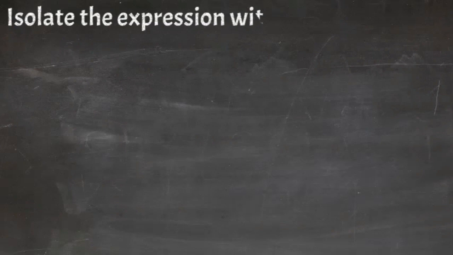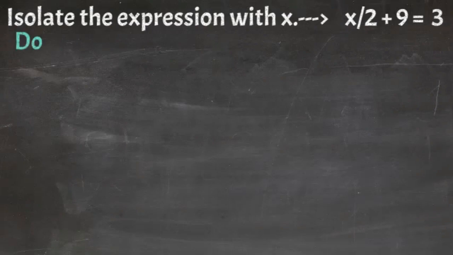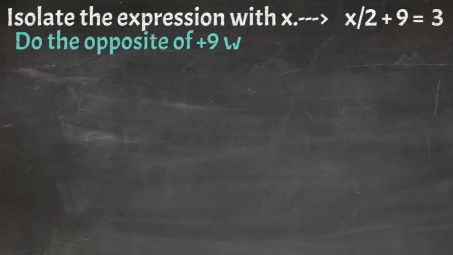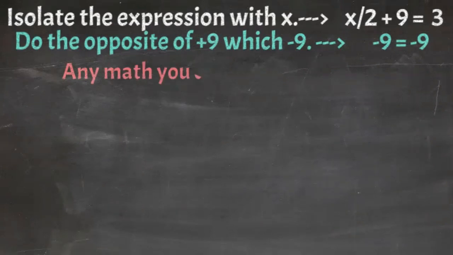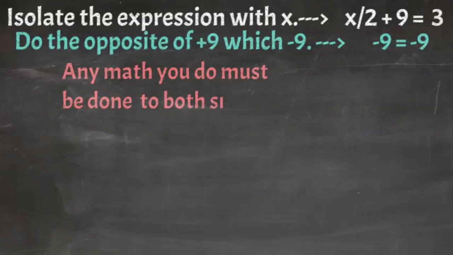Let's try another one. So now we're going to isolate the expression with the x in it. Our expression is x divided by 2 plus 9 is equal to 3. So we need to get rid of the plus 9 first. So the opposite of adding 9 is subtracting 9. Subtract 9 from both sides, because any math you do must be done to both sides. Here's the negative 9. And here's the other negative 9.